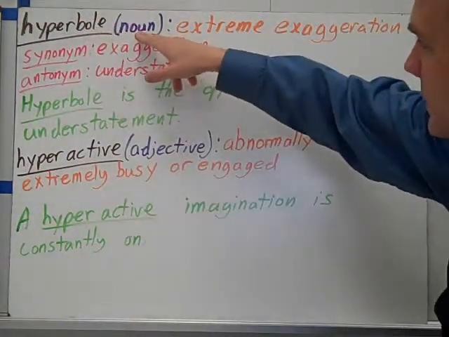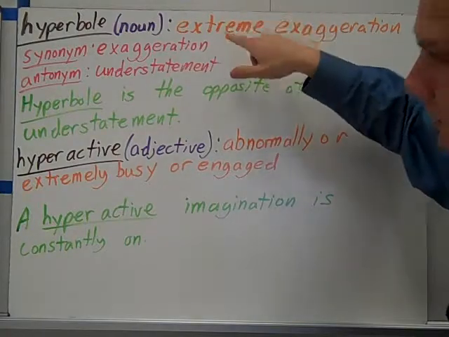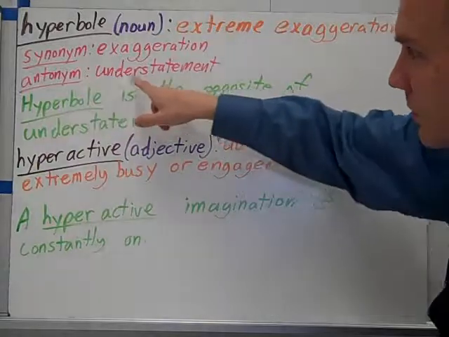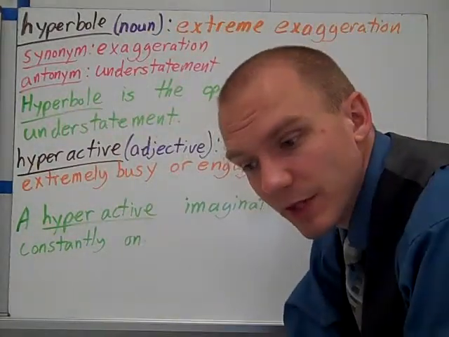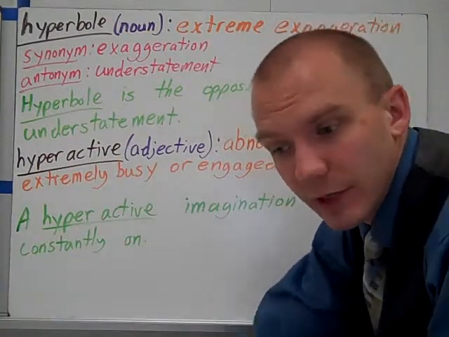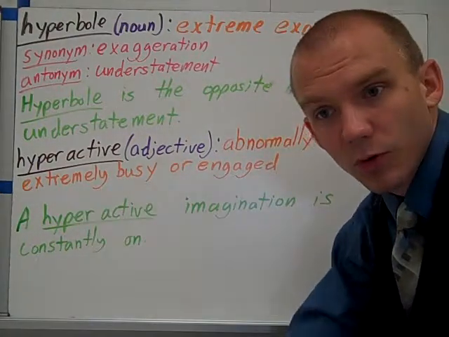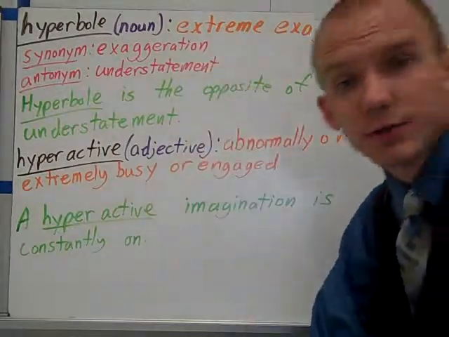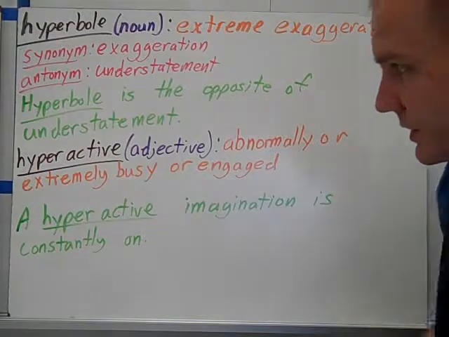Hyperbole is a noun. It means extreme exaggeration. Extreme. Synonym would just be exaggeration, and antonym would be understatement. So exaggeration is when you really go over the top describing something that's just untrue, and understatement is when you're kind of going down below describing something. Saying that something is the best or the worst in the whole world is probably either an exaggeration or an understatement. Hyperbole is the opposite of understatement.